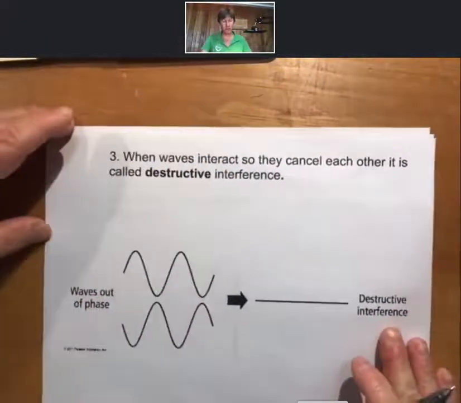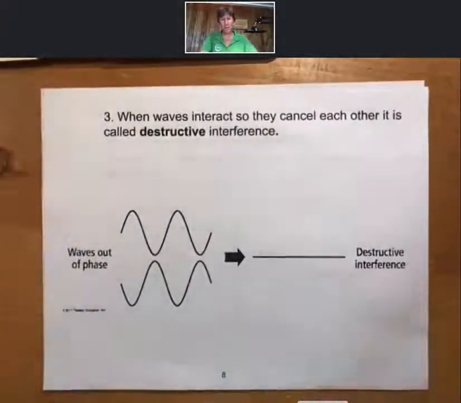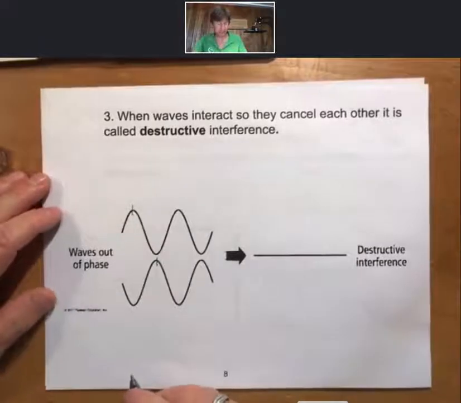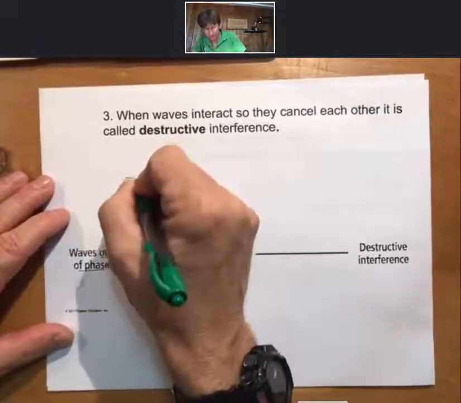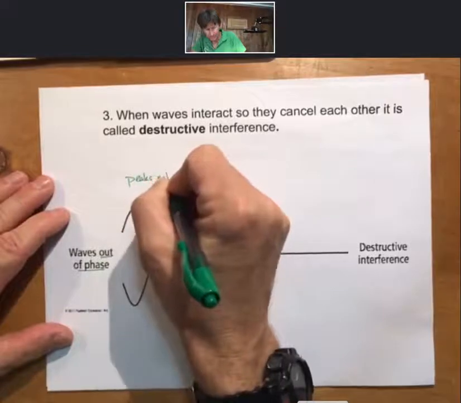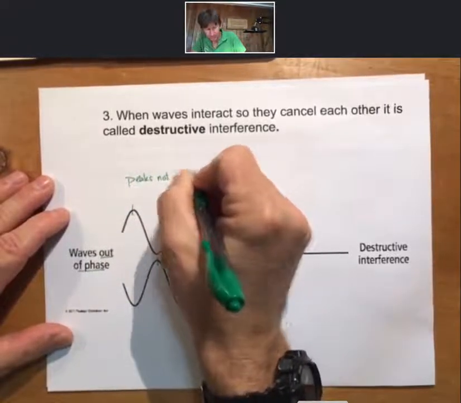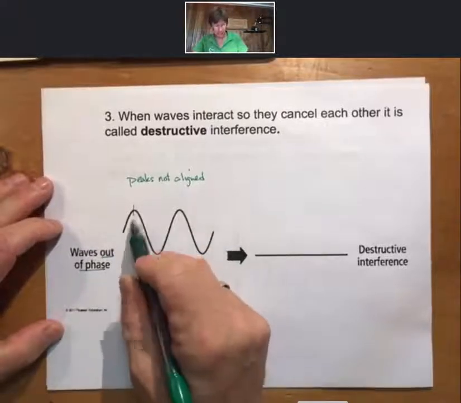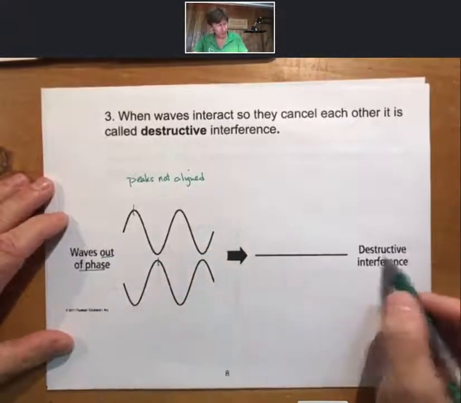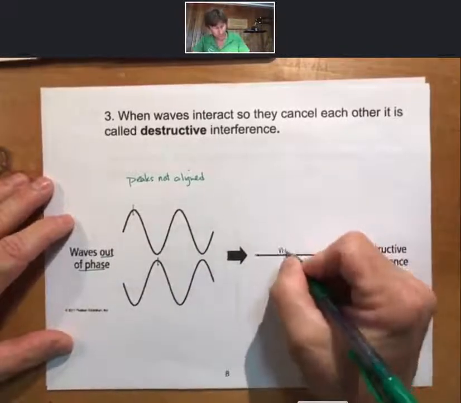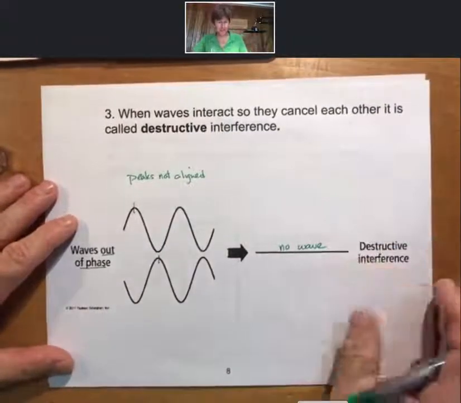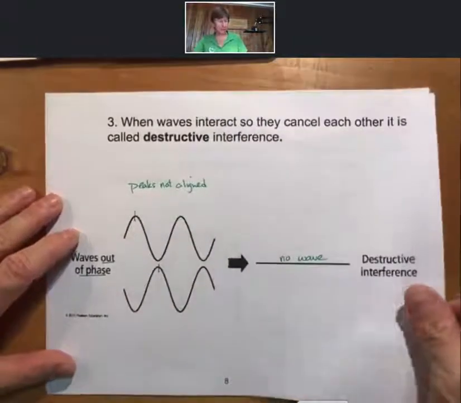On the other hand, there is also destructive interference. That's when the waves are out of phase. Another way of saying that is that the peaks are not aligned. And in this case, the peak and the trough are perfectly aligned and they exactly cancel each other, leading to destructive interference and no wave. And this is an attempt to draw no wave. So you can have constructive interference, you can have destructive interference.